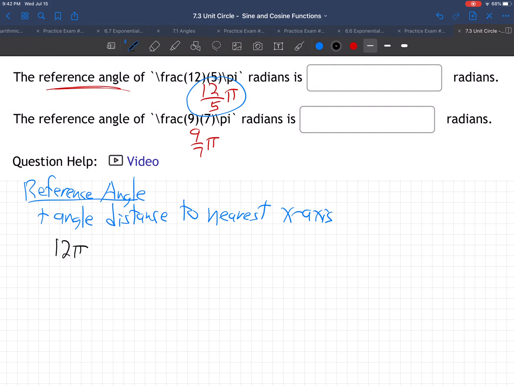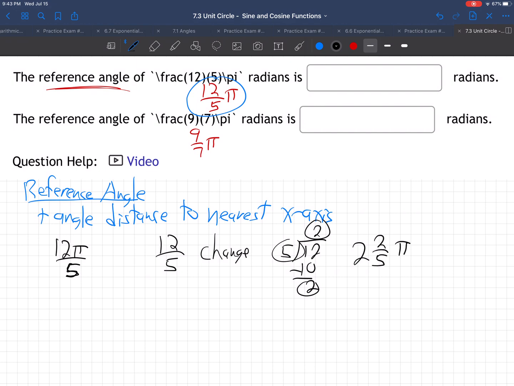Okay, so if you're at 12 pi over 5, let's start with that. Where exactly are you? That's a little tricky. A couple things you could do. You could change that. Remember how to take numbers like 12/5 and change them? You can long divide the bottom into the top, it goes in there 2 times, remainder 2, so it's 2 and 2/5 pi. So 12/5 pi is the same as 2 and 2/5 pi.